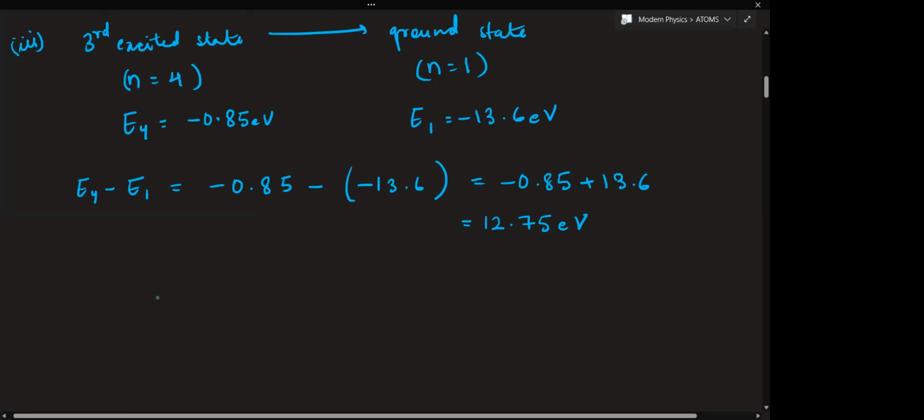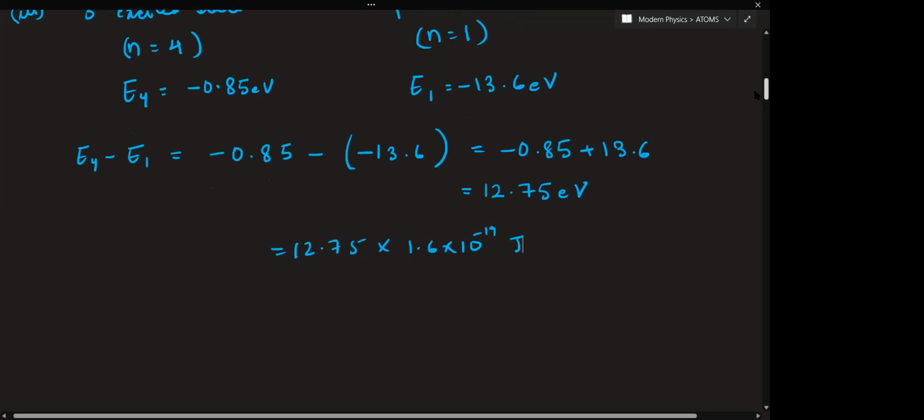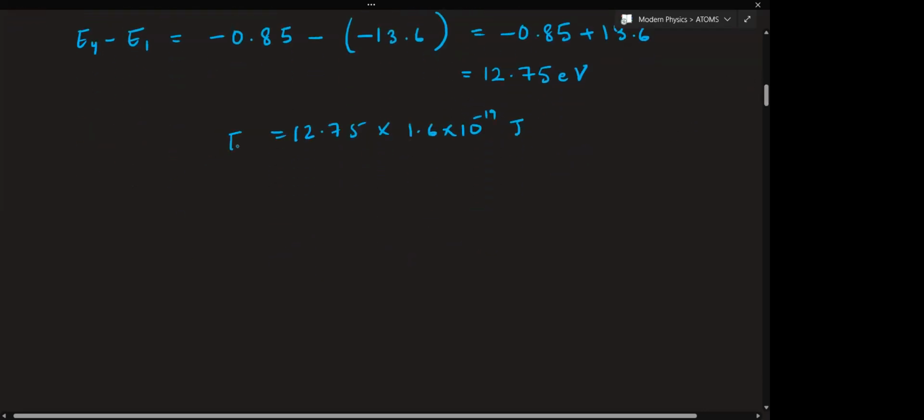Abdullah, you remember, I told you in the last class also, how will we convert this into joules? Yes, ma'am. By multiplying by 1.6 into 10 to the power minus 19. Right. So if we multiply 12.75 into 1.6 into 10 to the power minus 19, this much energy we will get in joules. Now Mariam, what is the relation between wavelength and energy?